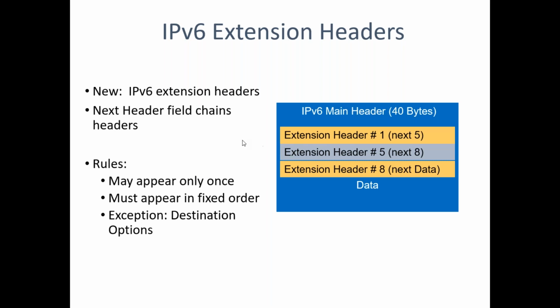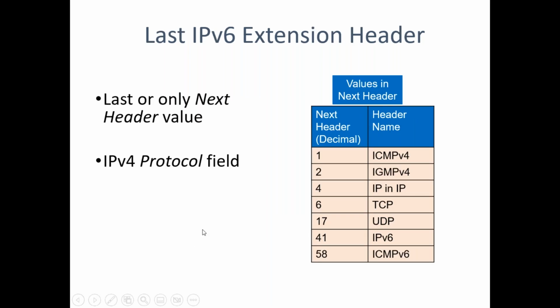So this is what we mean, is you have chained headers, and there's a lot of rules for these. They can appear only once, except for destination options. Destination options can appear multiple times, and they must appear in a fixed order. So, for example, extension header 1 will say the next header is 5. Extension header 5 will say next one's 8, and so on until you get to the data packet. And the last extension header is actually your upper layer protocol. This is what we're used to thinking of as the upper layer header in IPv4.